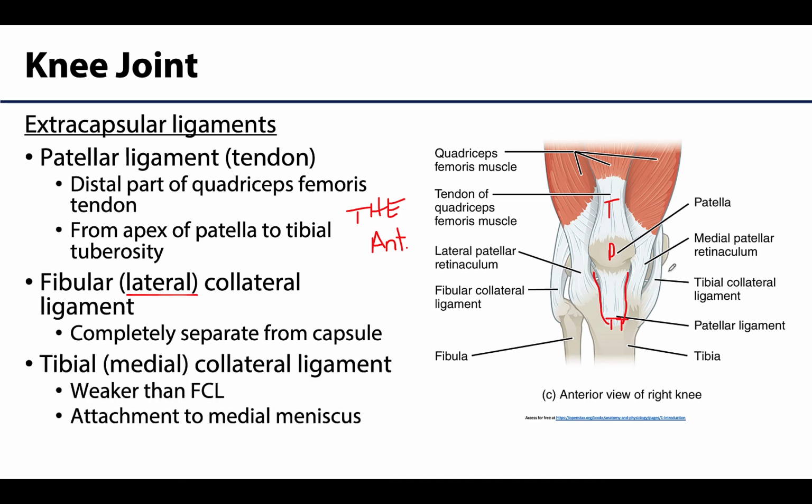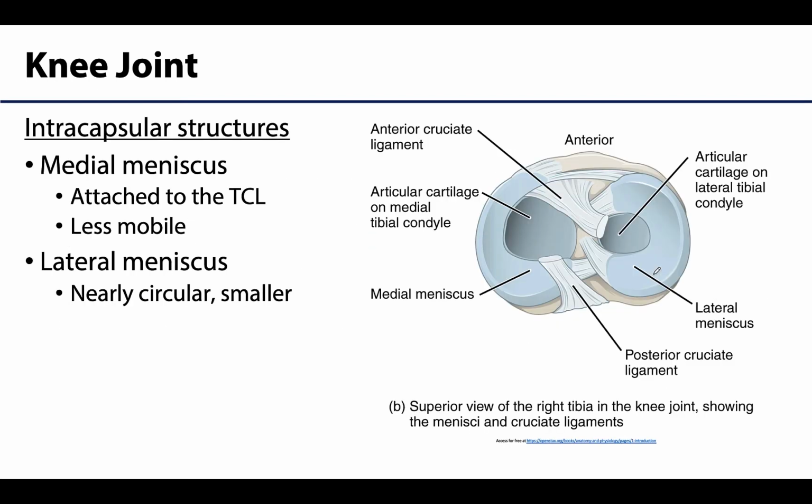The tibial collateral ligament is going to be considerably weaker than the FCL, and sometimes you hear the tibial collateral ligament referred to as the medial collateral ligament. And as I mentioned, this is going to be the weaker of the two collateral ligaments, and also very importantly, it is going to be attached to the medial meniscus. We'll talk about that in just a moment.